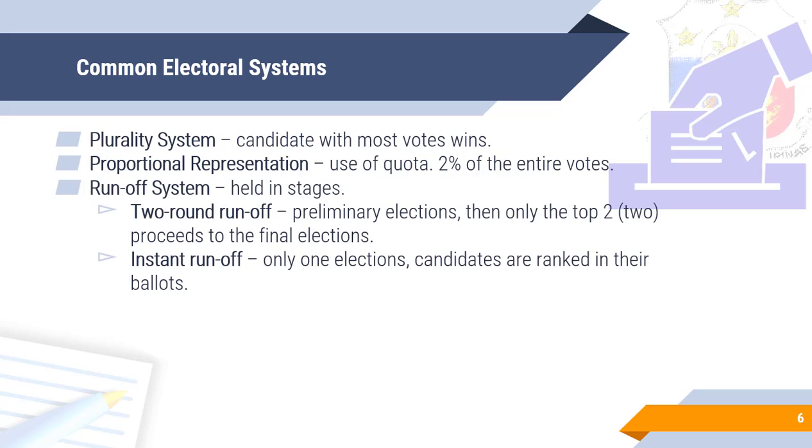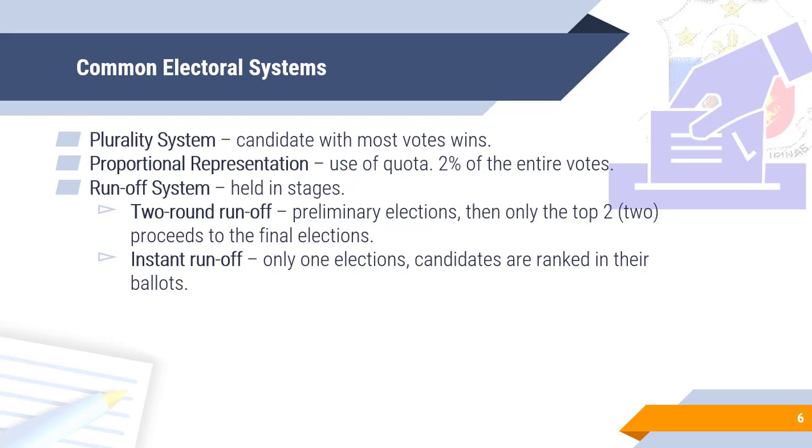3. Runoff system. Elections are held in stages to determine eventual winners. Some countries implement a 2-round runoff election, where a preliminary election is held where all candidates participate, and a second round of voting where only the top 2 candidates participate. France and Germany are some of the countries which use this system.